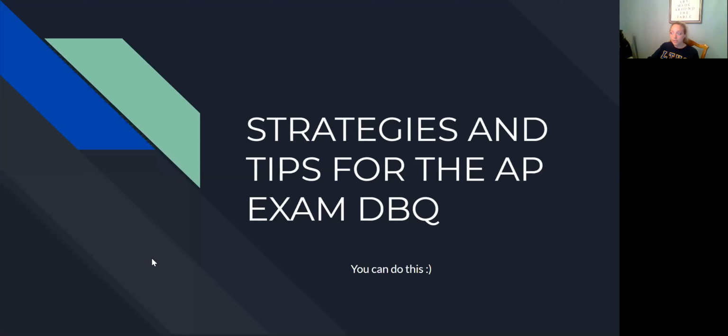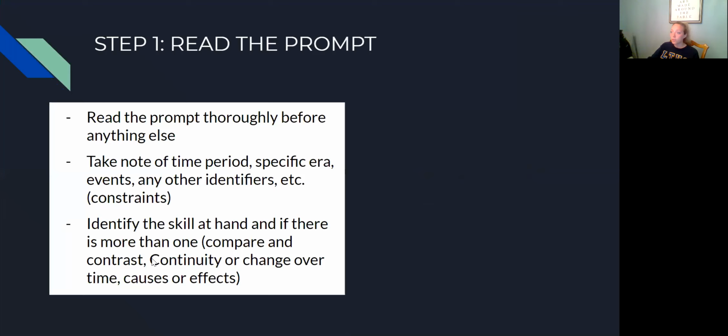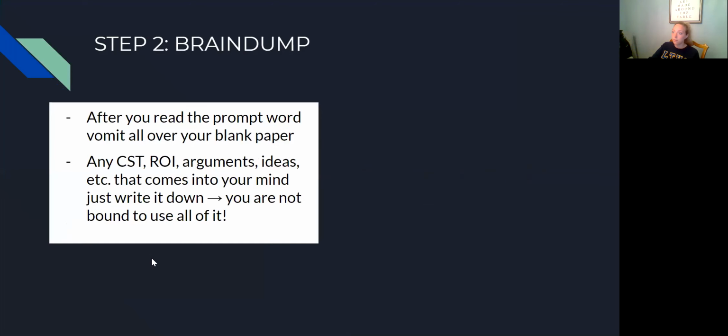All right, so the last thing I'm going to show you is the strategies and tips for the first 10 minutes. If you're getting your prompt, what's the first thing you're going to do? First thing is obviously read the prompt, taking note of the time period or if it says a specific era, if it calls out any constraints. Try to identify the skill if you can. If you can't, again, don't worry, just take it at face value, make it into a spectrum question and see which way you lean.